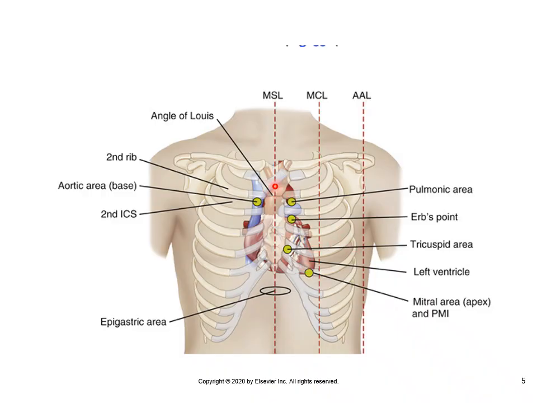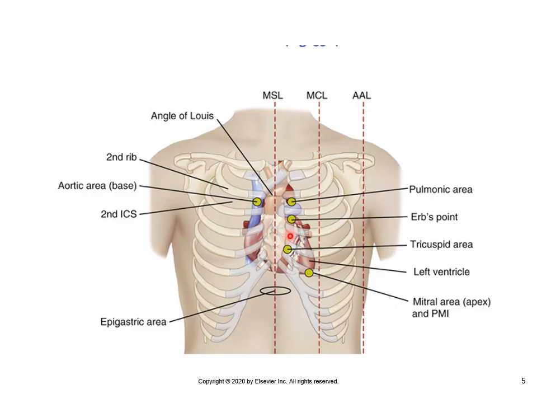So from the angle of Louis, if you go to the right side, you will hear the aortic area, or the base, in the second intercostal space. And look at the picture right here. Where exactly are we listening, right? Now, if you move to the left side, then you are listening to the pulmonic area of the heart. Again, this is still in the second intercostal space. If you move a little bit down, you are listening to Erb's point.